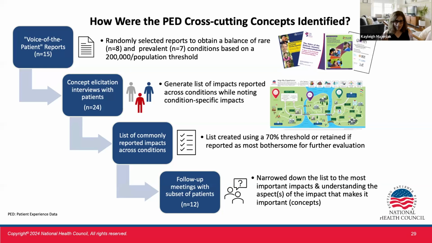So because the list of impacts was quite long, we needed to have some follow-up meetings with a subset of patients. So 12 of the 24 participated in these follow-up meetings to help really narrow down this list to understand, well, what's most important to you? And then with these impacts, understanding what aspects of that impact make it important. So for example, if we're talking about pain, is it the severity of the pain? Is it the frequency of the pain, the duration of the pain? What about pain is important? And so that's what we were really trying to figure out with these follow-up meetings. Next slide.